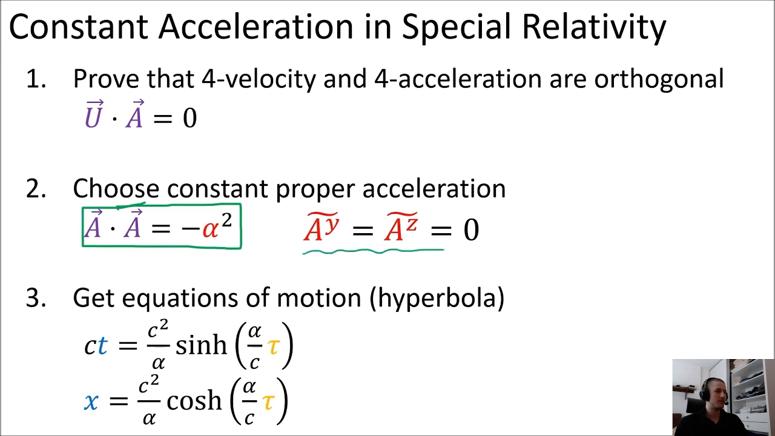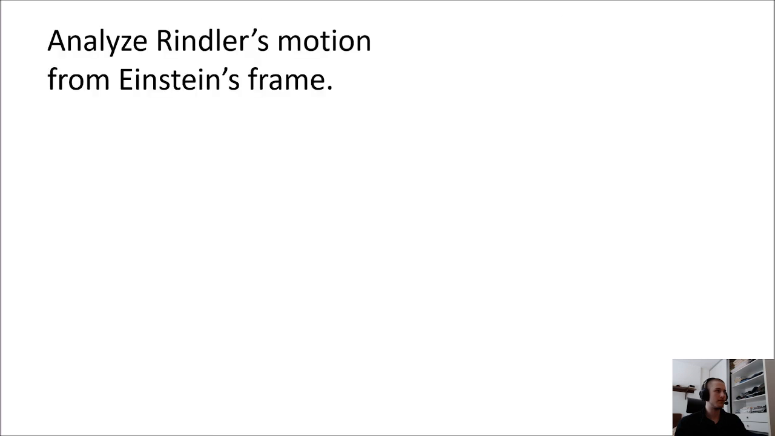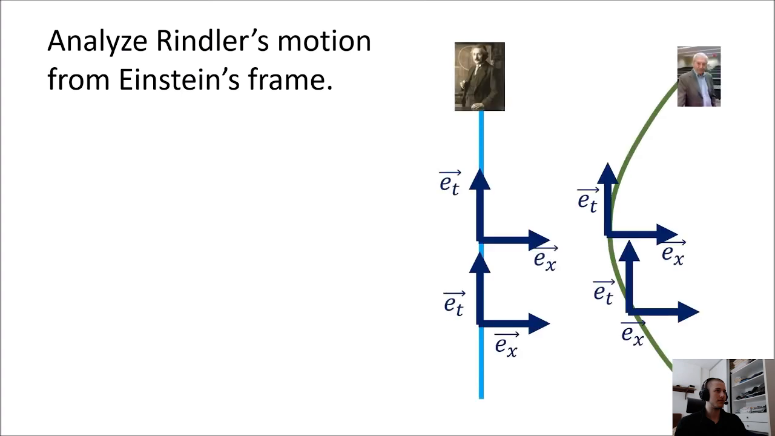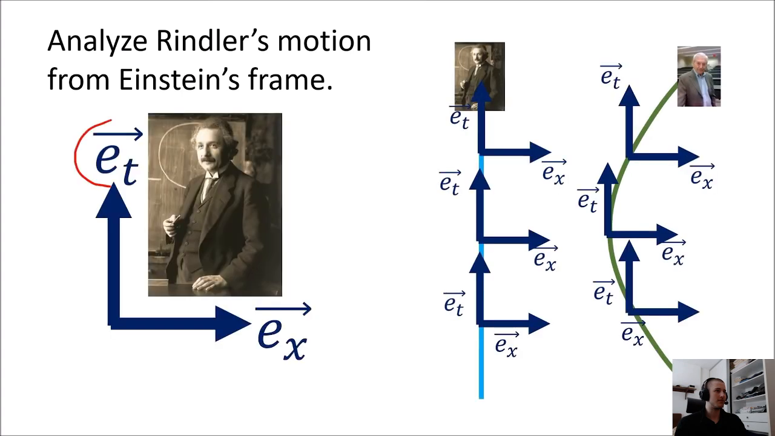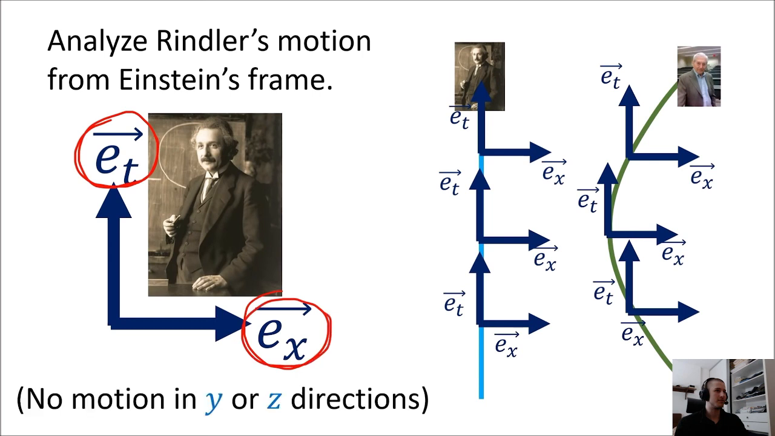This is true assuming that the acceleration is only in the x direction. Finally, the last step is to derive the equation of a world line traveling with constant proper acceleration. We are going to analyze Rindler's accelerating motion from Einstein's stationary inertial frame, with basis et and ex. We are going to assume that no motion occurs in the y or z directions, so we only need to worry about the x-axis and the time axis.